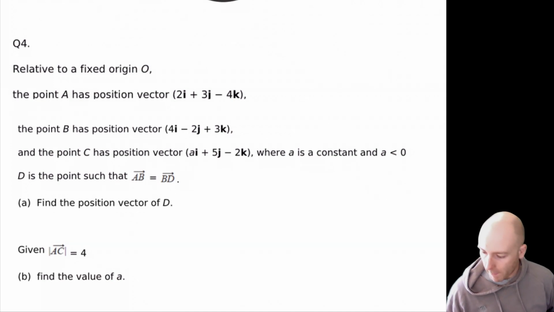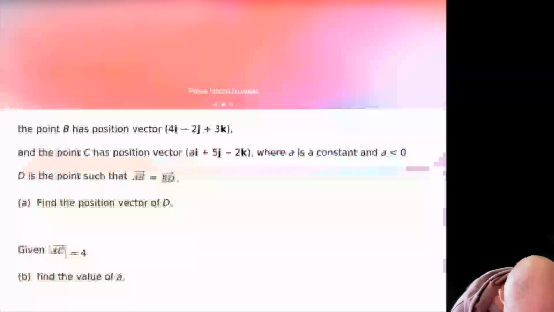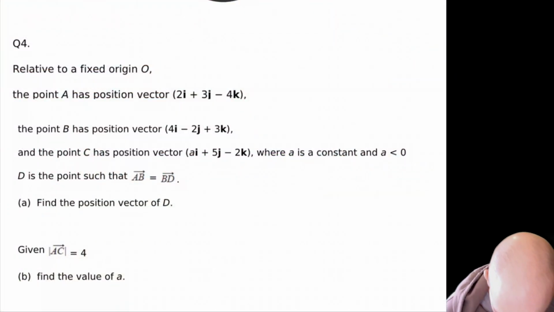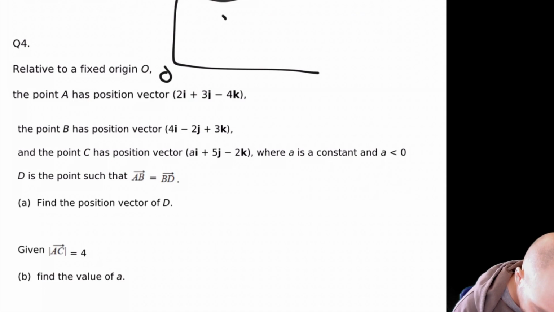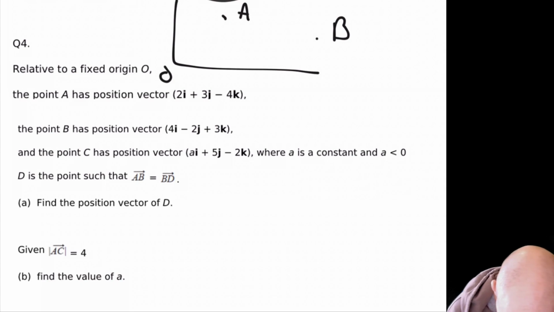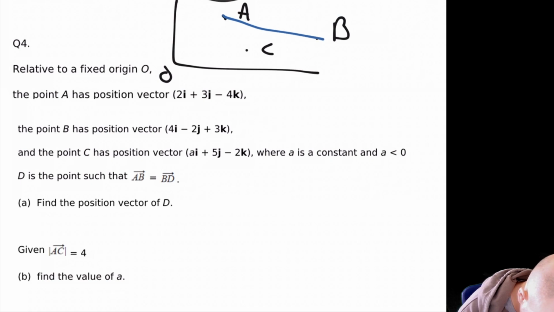Cool. All right, let's do it. Again, pretty quick this one. Well done, you guys answering it nice and fast. So relative to the origin, we got point A there. We got point B there. And we got point C somewhere else. And we know A to B is the same as B to D. So D is probably over here.